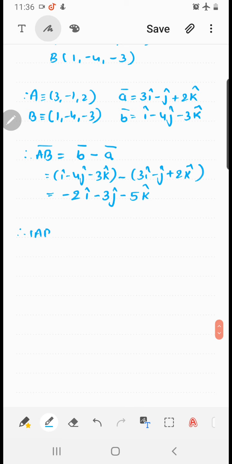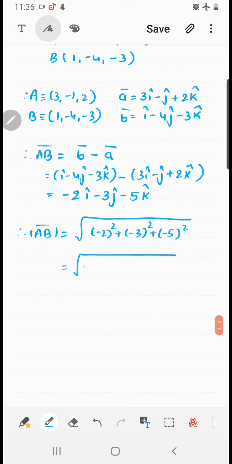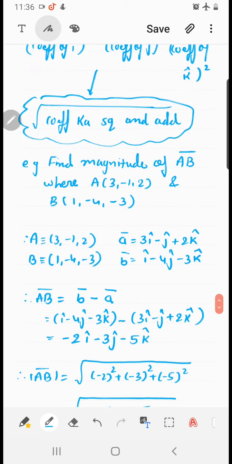Now can I say mod of AB bar is equal to, as I said, what is the magnitude formula? It is under root of coefficient square and add. So I write under root of coefficient square and add. Always write it this way so that you can always remember the formula. So minus 2 square is 4, 3 square is 9, 5 square is 25. So I get root 38 as the magnitude of AB bar. I hope it's clear how to find magnitude.